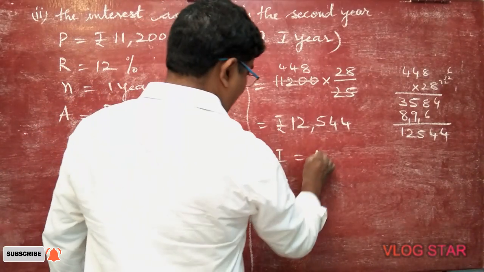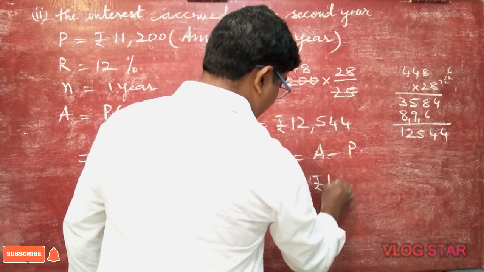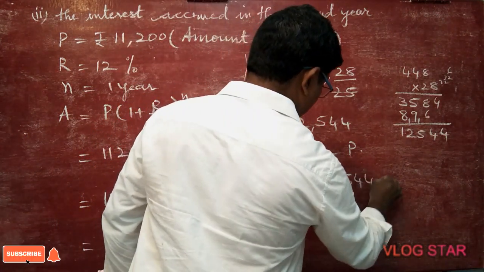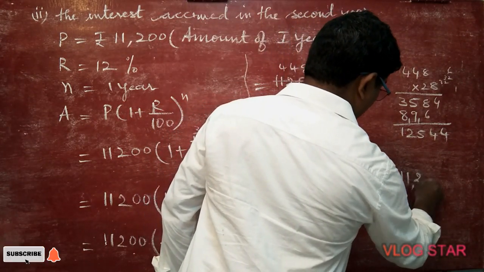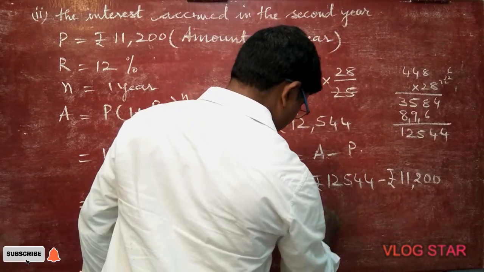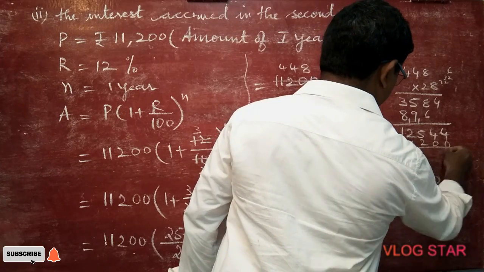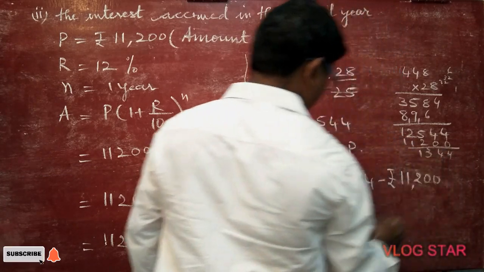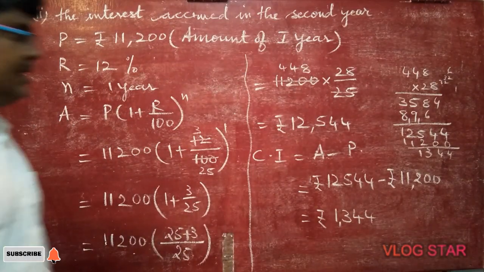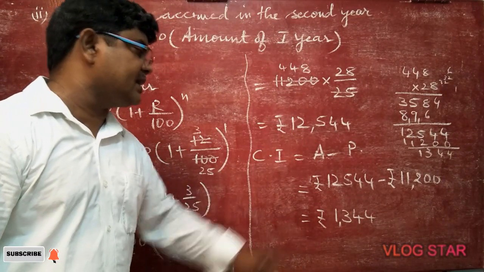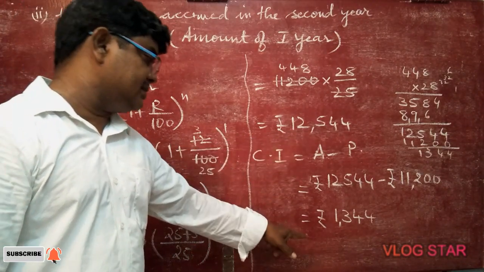Now they are asking to find interest. Compound interest is equal to amount minus principal. What is the amount we got now? Rupees 12,544 minus what is the principal? 11,200. Subtract. You will get 1,344. This is the interest at the end of the second year. Are you able to follow? This is the amount at the end of the second year. This is the interest.